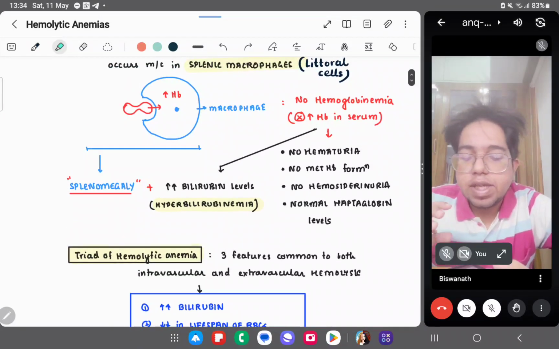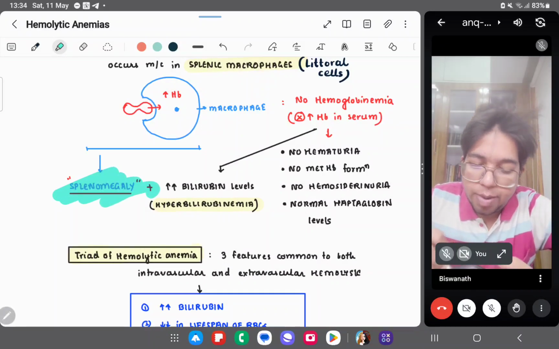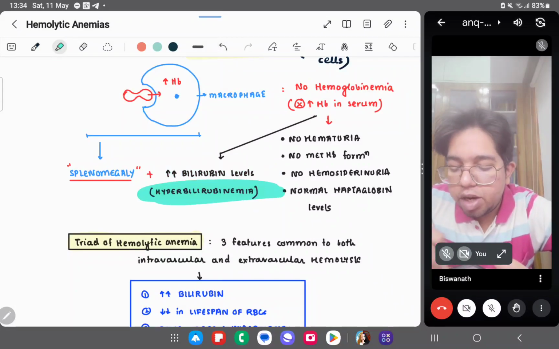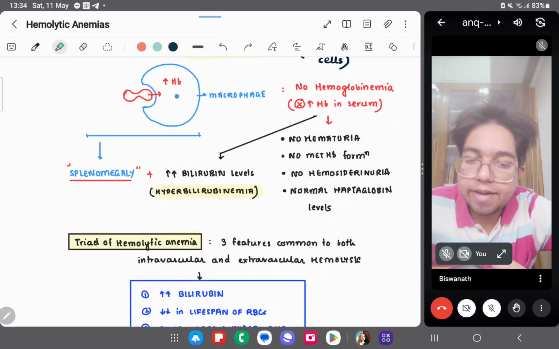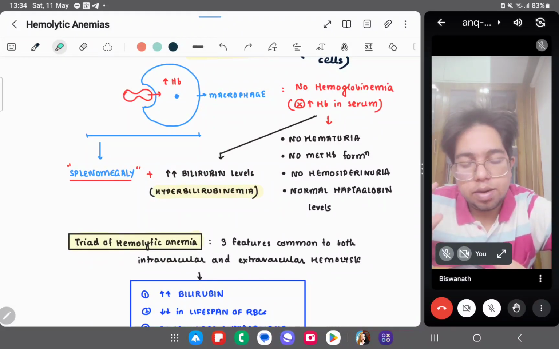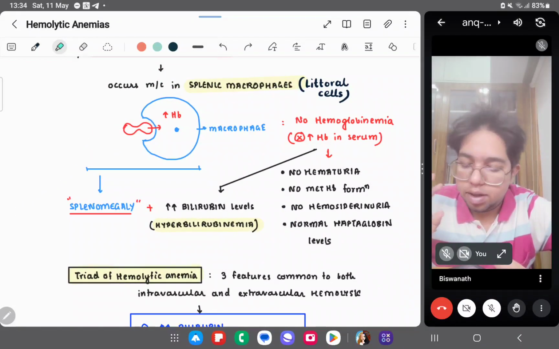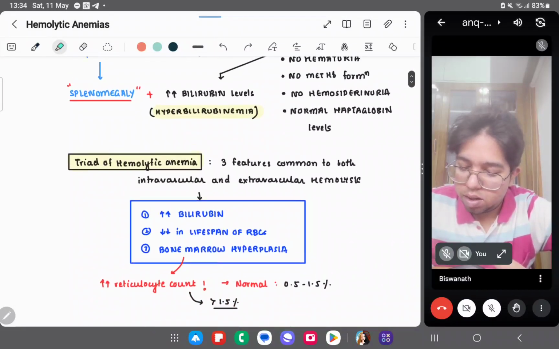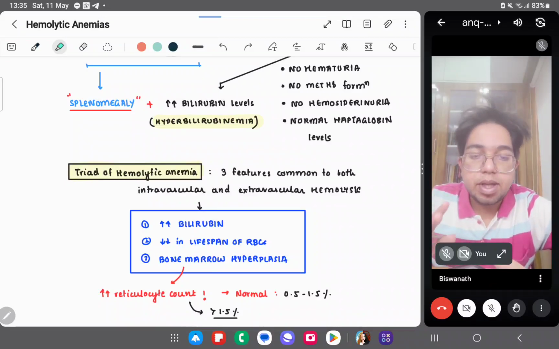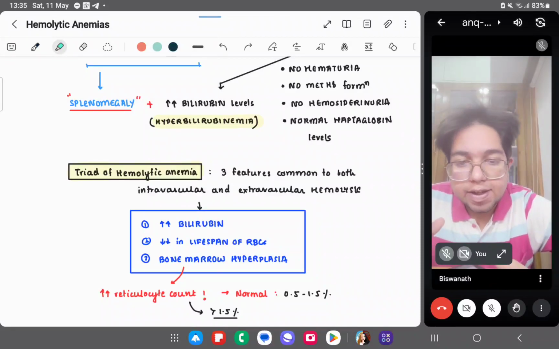But in the macrophage, the hemoglobin is increased inside that, so of course there will be splenomegaly and increased bilirubin levels, that is hyperbilirubinemia. There will be increased bilirubin levels for sure. So two findings: splenomegaly and increased bilirubin. Done. Okay, so every hemolytic anemia has a triad. So just remember the triad of hemolytic anemia that are common features for both intravascular and extravascular hemolysis.